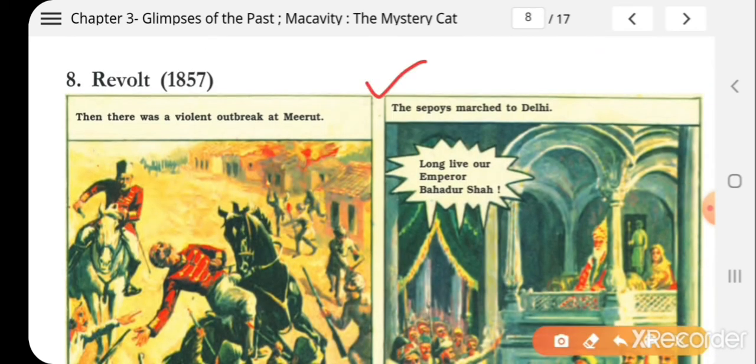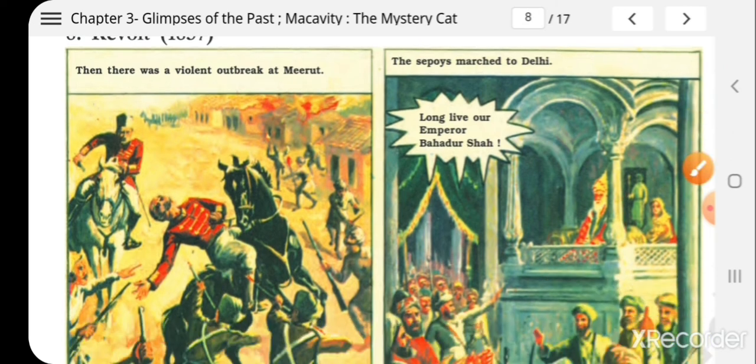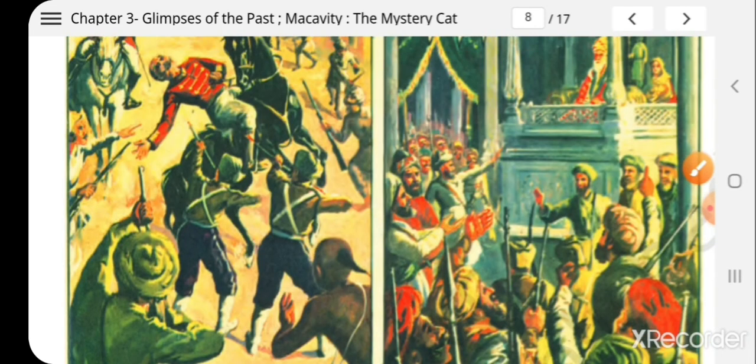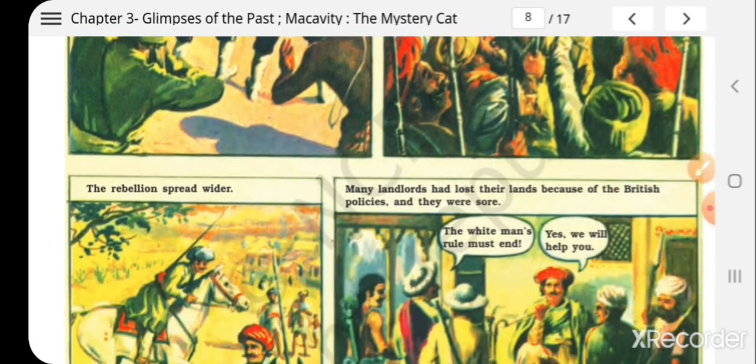The sepoys marched to Delhi. तो जो भी sepoys थे, जो भी सब सिपाही थे, उन्होंने march किया दिल्ली तक. And they went to Bahadur Shah Zafar, the last Mughal emperor at that time in Delhi. उन्होंने उनको revolution का, rebellion का leader बना लिया. तो वो सब उनके पास जाते हैं, उनकी praise में बोलते हैं that long live Emperor Bahadur Shah. So you can see they all were ready to fight.